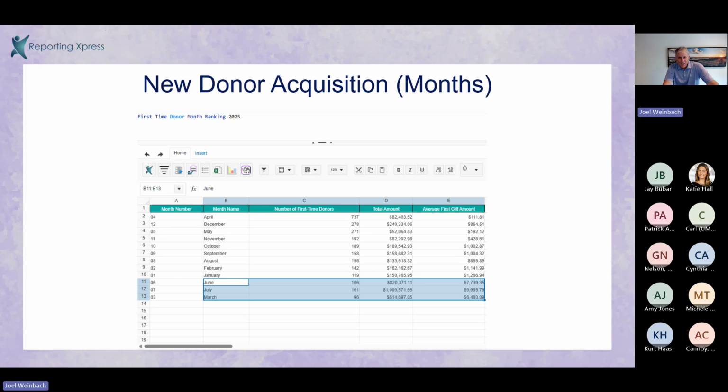April, it's $111. December, it's $800. May, it's $192. So I want to really emphasize my campaigns for new donor acquisition. I probably want to structure those so they go out in the months when historically they've returned the greatest total return, not necessarily the most new donors.